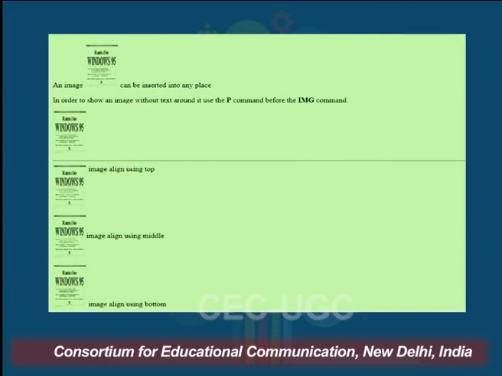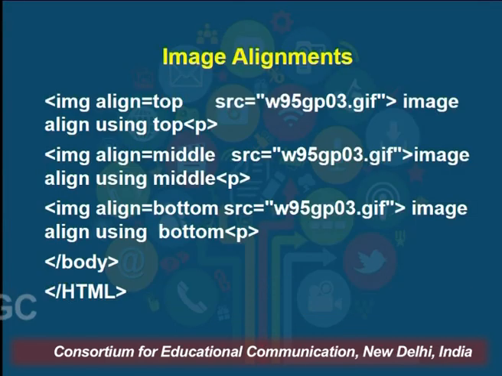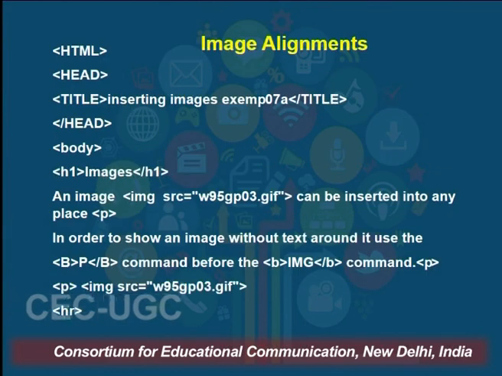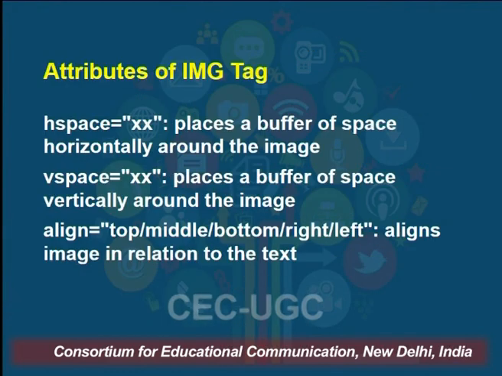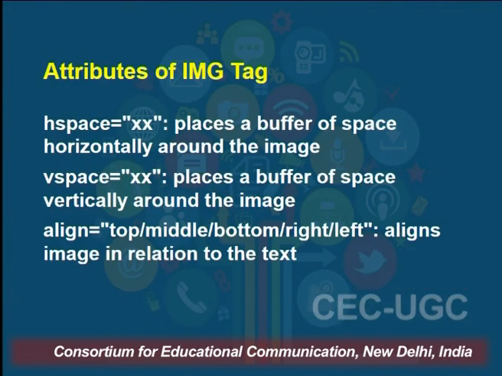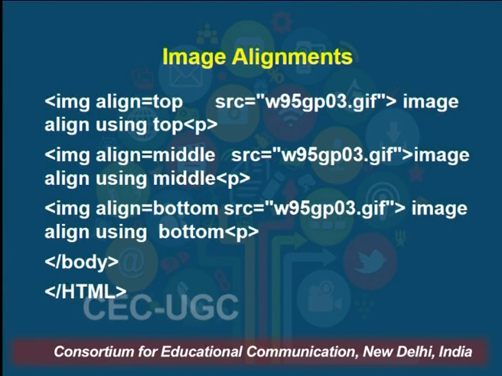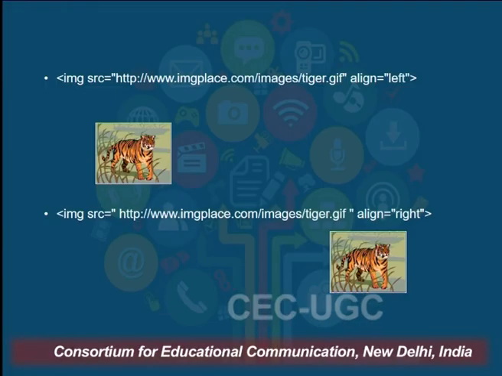okay. Also if you see in the first image, you have actually inserted an image in between the text. So wherever you write the img tag, the image will appear at that particular portion. So we can write image align is equal to top, align is equal to bottom and align is equal to middle for aligning the text relative to the image.